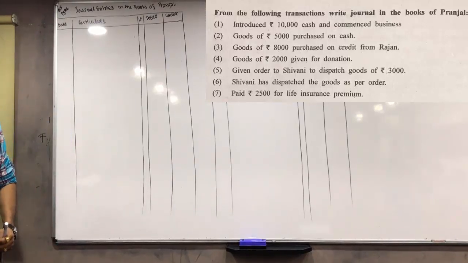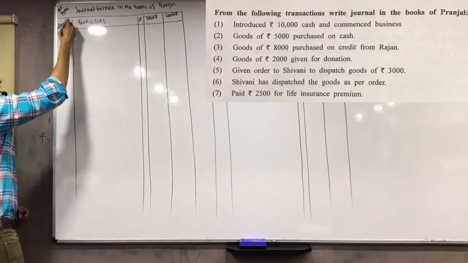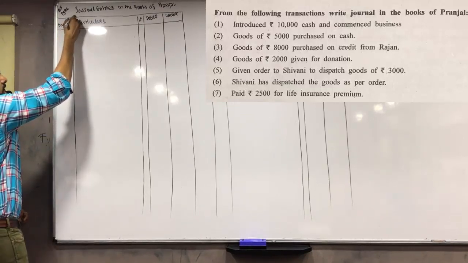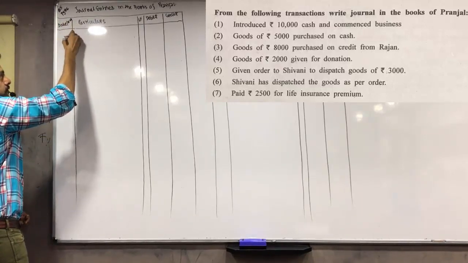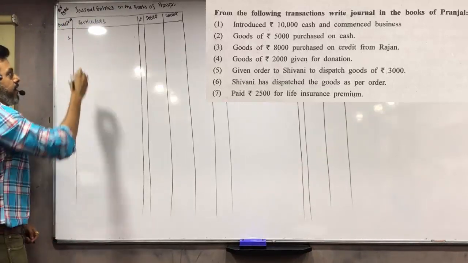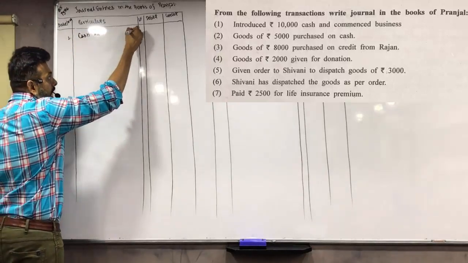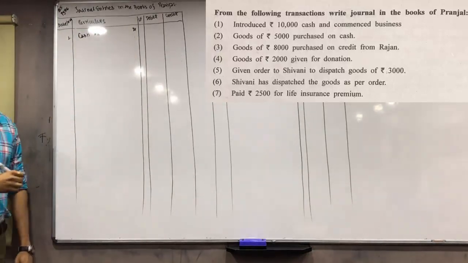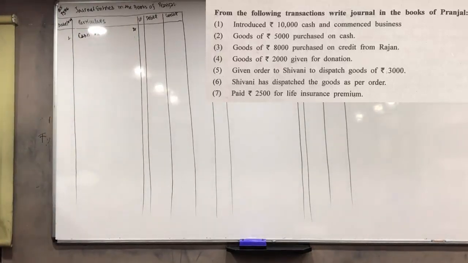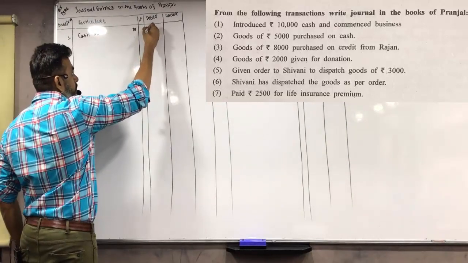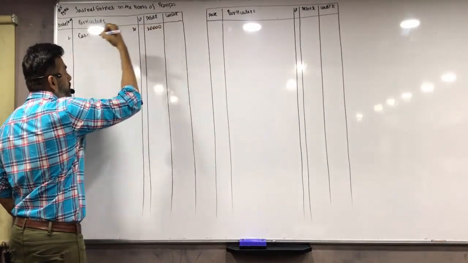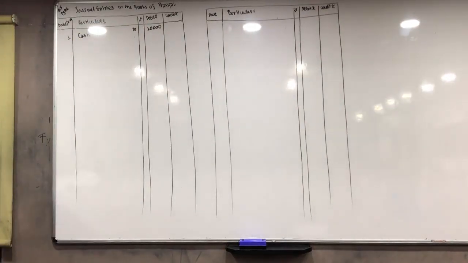Now, cash comes in. Who is the giver? Owner is the giver. Here I write serial number because date is not there. So first, cash comes in. So name of the account is cash account. We write over here debit. Amount is 10,000. Cash account debit 10,000.